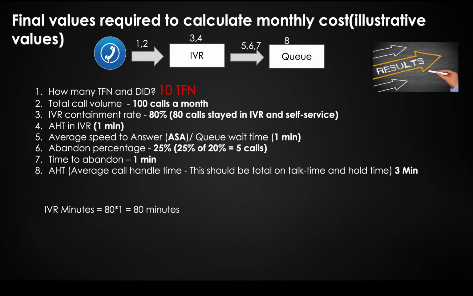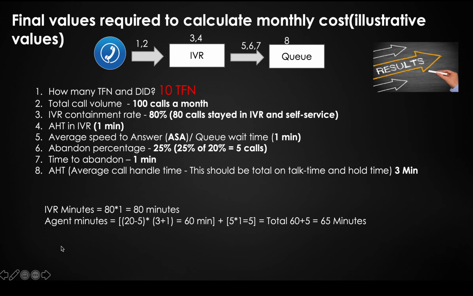So once all this information is captured, there are 3 or 4 items which we need to determine. So IVR minutes, so that will be your 80 calls, which takes on an average 1 minute. So in a month, the 80 minutes is what a customer would spend to do a self-service in IVR. Then you have the agent minutes.